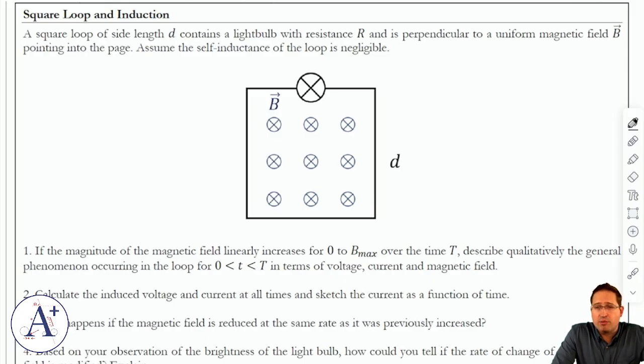It contains a light bulb with resistance R, and it is perpendicular to a uniform magnetic field pointing into the page. So B points into the page everywhere, and at any given moment in time, B has a certain magnitude that is the same everywhere. But now we're told the magnitude of the magnetic field linearly increases from 0 to B max over the time capital T. Describe qualitatively the general phenomenon occurring in the loop for t between 0 and big T in terms of voltage, current, and magnetic field.